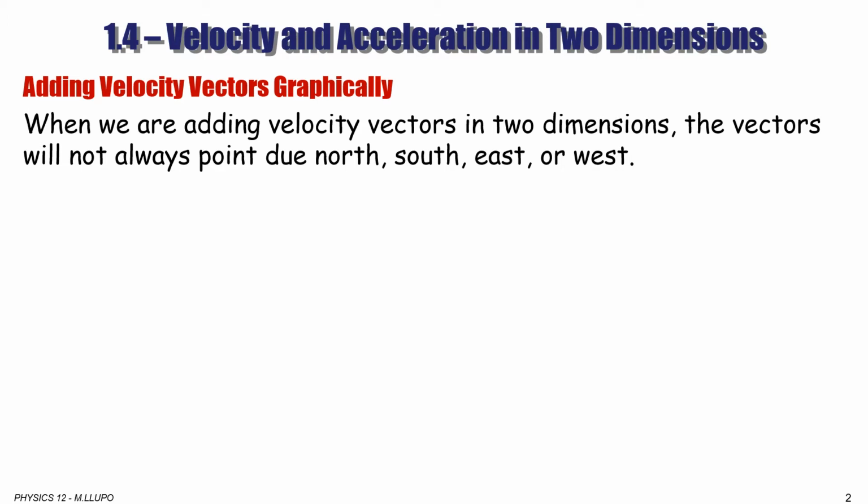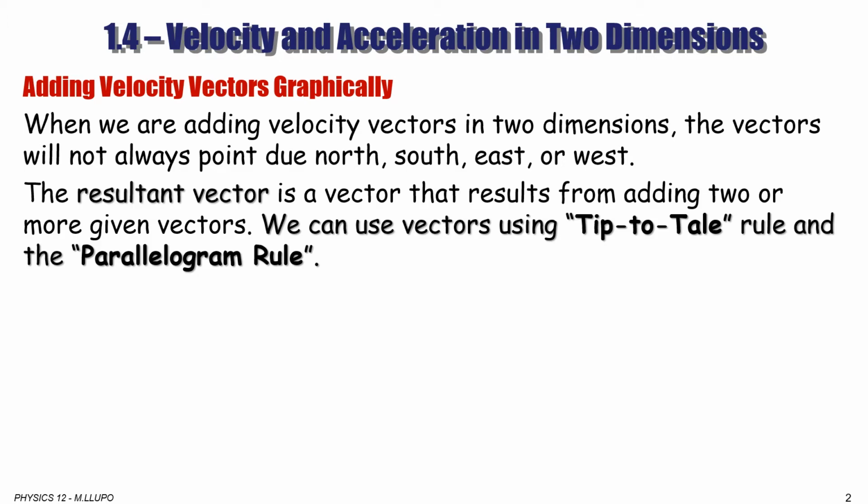Let's review a little bit about vectors, and that applies to velocity as well. When we are adding two velocity vectors in two dimensions, the vectors don't always point due north, south, east, or west, or along the positive or negative side of the x and y coordinates. It is going to be random, like any direction. The resultant vector is a vector that results from adding two or more given vectors, and that applies for velocity as well. We can add vectors using the tip-to-tail rule and the parallelogram rule.